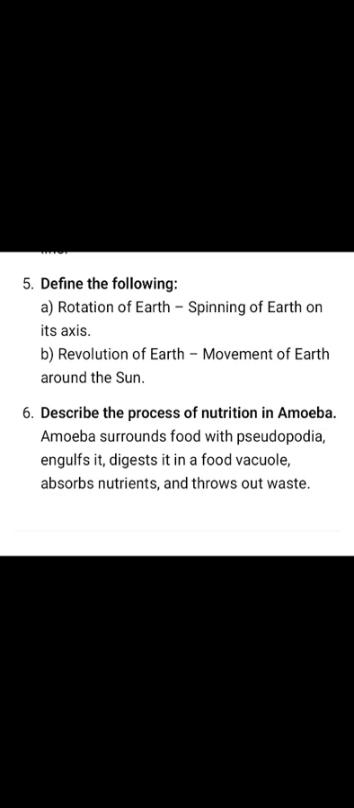The process of nutrition in amoeba. Amoeba surrounds food with pseudopodia. It engulfs it, digests it in a food vacuole, absorbs nutrients and throws out waste. Reflection of light, bouncing back of light from a surface. Chloroplast, green part of a plant cell where photosynthesis occurs.